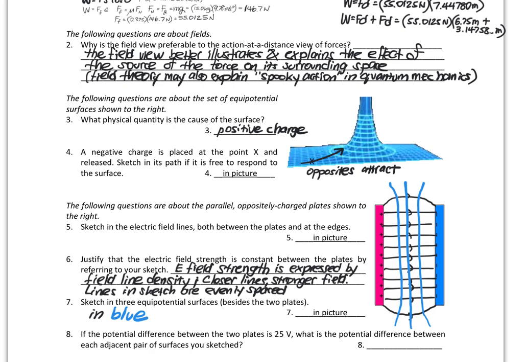So, number 2, why is the field view preferable to the action at a distance view of forces? It's a weird question, and I was looking into it, and I don't know what Gysbers is really getting at by saying that it's preferable. I do know that the field view is now the accepted view when talking about gravitational and electromagnetic forces. Electromagnetic forces are still mediated by a force carrier, the photon, and the photon still travels at the speed of light. What I've read is that in the action at a distance view, the force was also propagated at the speed of light, so I don't really see what the difference is there.